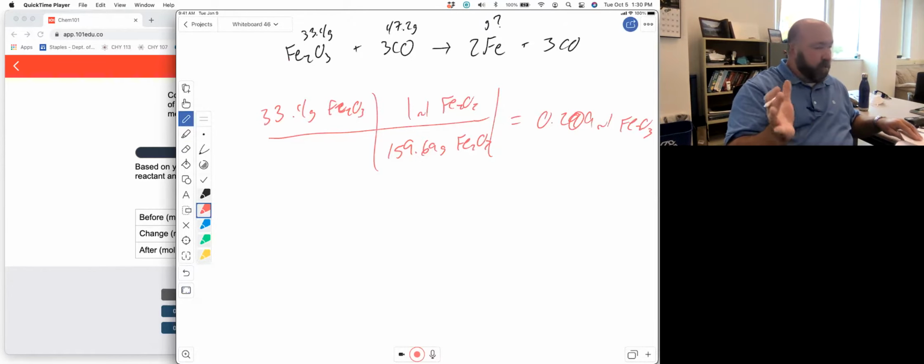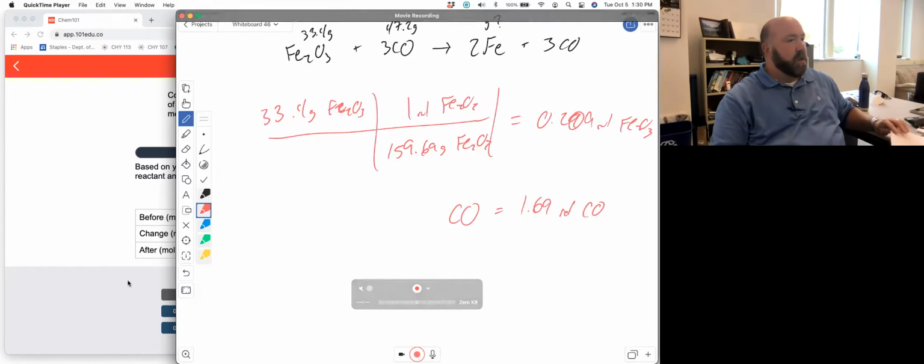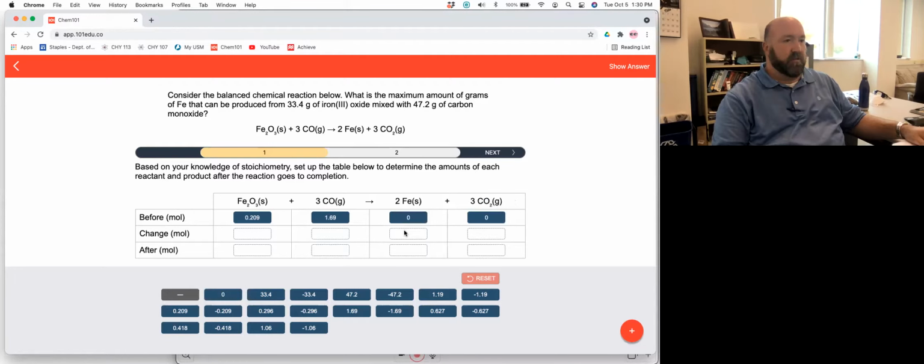And the same for the CO. We already did it in the last problem, so I'm not going to work that one out again. But our CO, if you remember, was 1.69 moles of carbon monoxide. So we're going to go ahead and put those in. We can see that we're given those, those are a couple of our options. So that's good: there's our 0.209 for our iron oxide, our 1.69 for our carbon monoxide, and we're starting with 0 and 0 for our products.